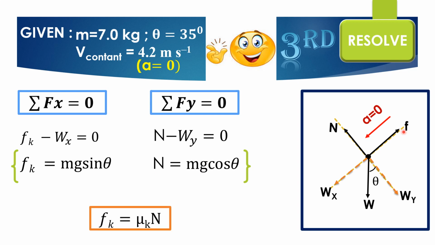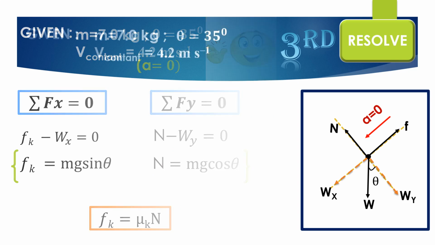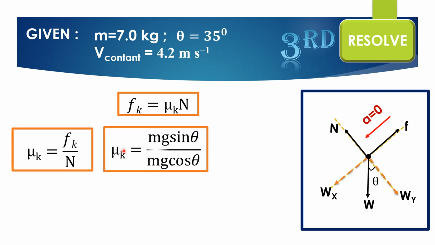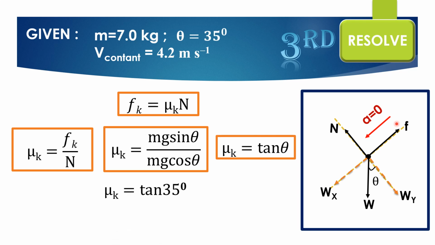So by referring to the formula F equals to mu N, we arrange the formula. So you know that mu k is equal to Fk over N, and we can cancel out this value of mg, and sine divided by cos, we get tangent theta. Then you substitute the value of theta here. Finally, you get the value of mu k, which is 0.70. So for the coefficient of friction, there is no unit.